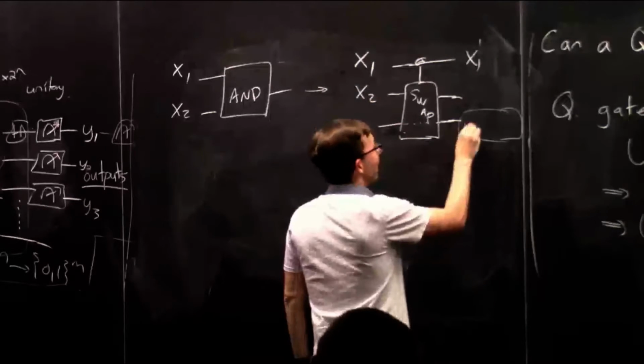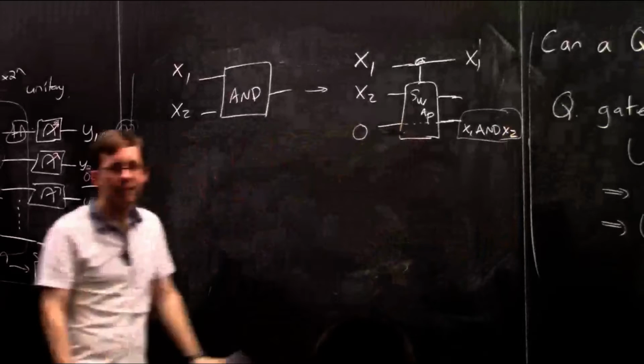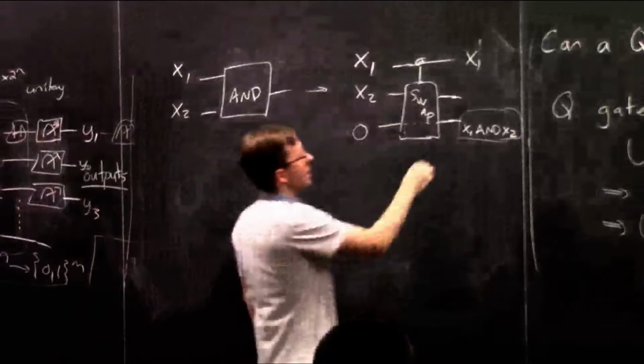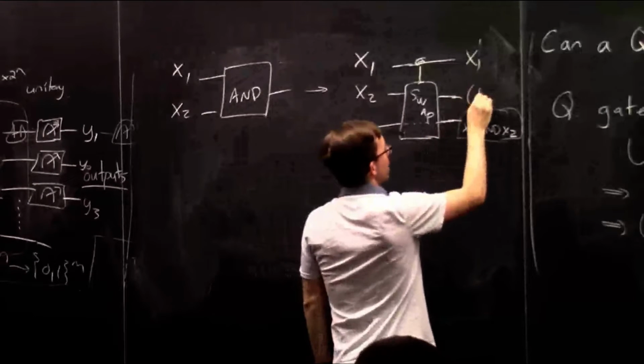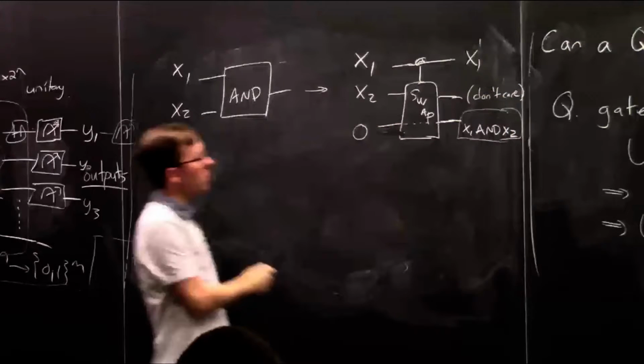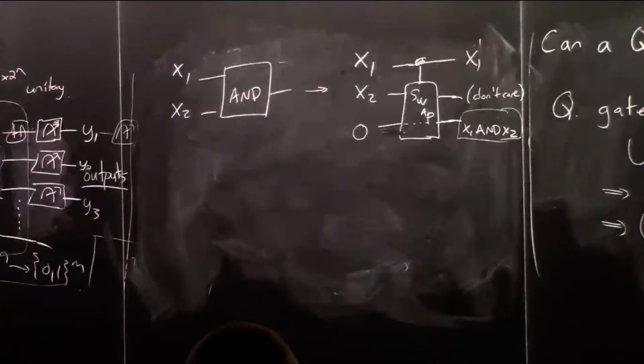This is x1 and x2. So nice. And this is something else, but we basically don't care. It's sort of obligated to be there so that we have this reversibility property. But that's fine. We computed some bit that we don't care about. And that's it.